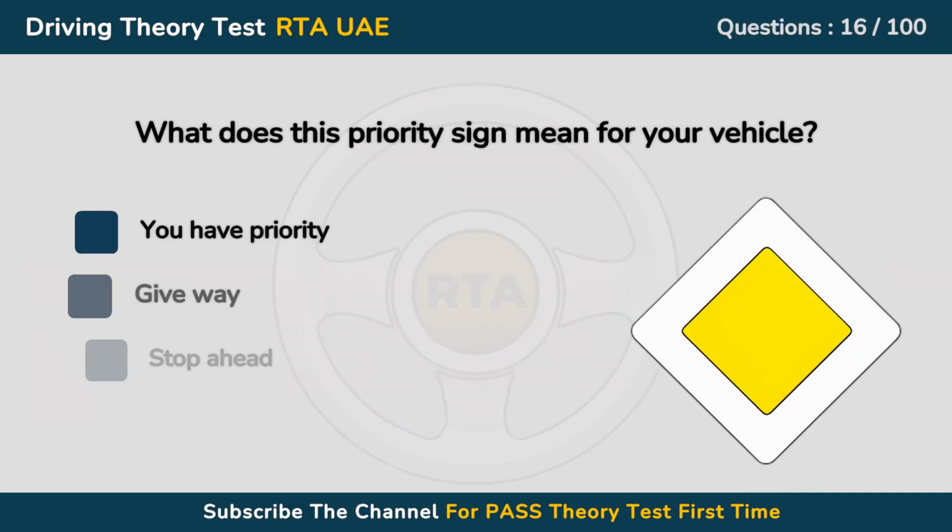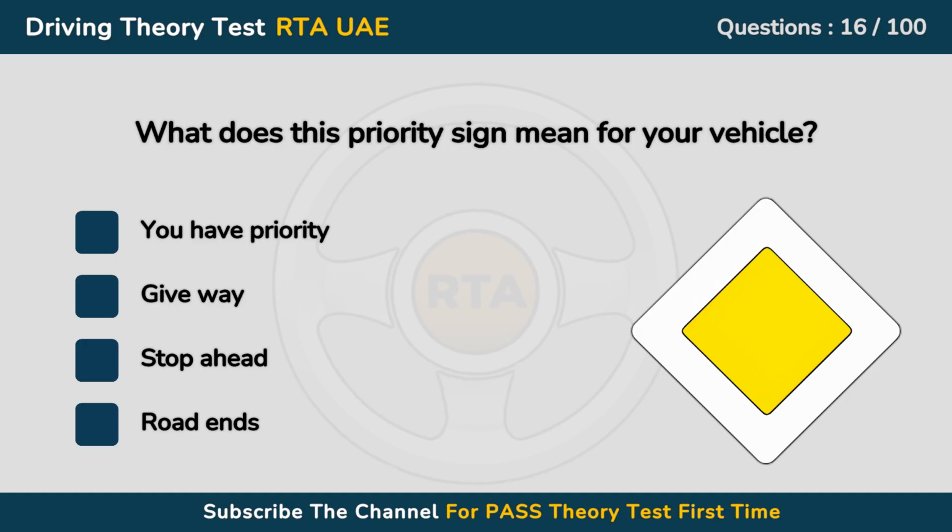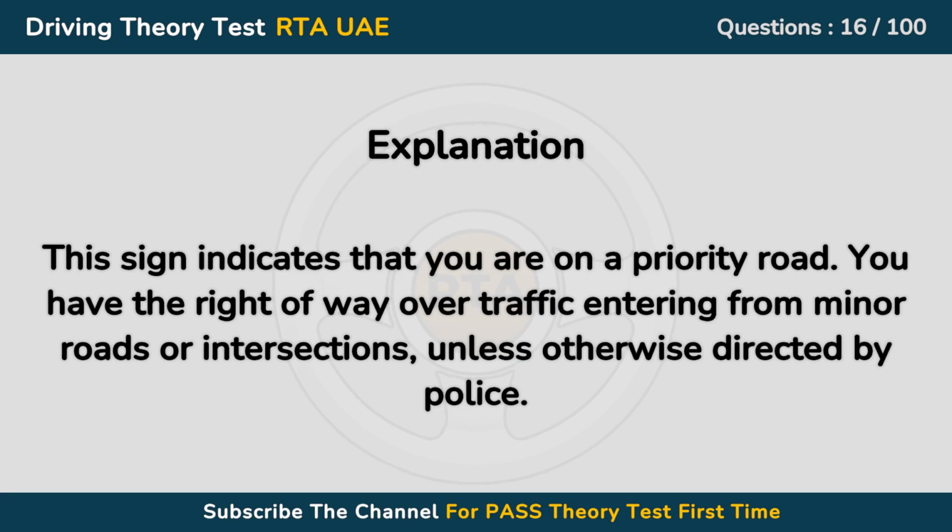Question 16. What does this priority sign mean for your vehicle? A. You have priority, B. Give way, C. Stop ahead, D. Road ends. Answer is A. You have priority. This sign indicates that you are on a priority road. You have the right of way over traffic entering from minor roads or intersections, unless otherwise directed by police.